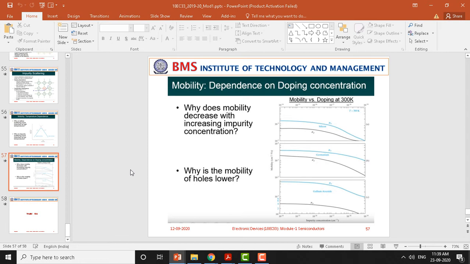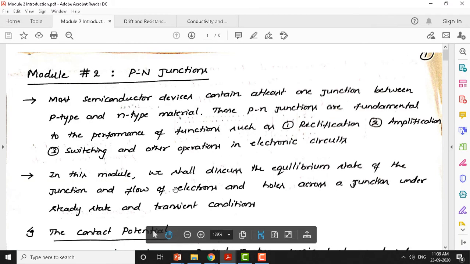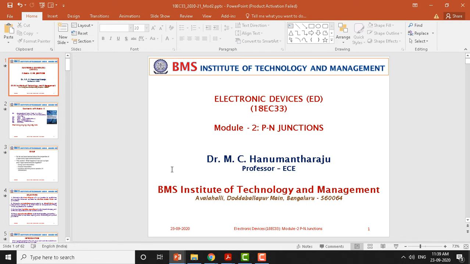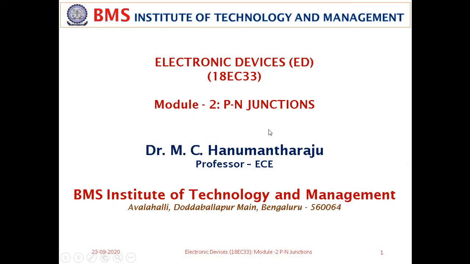Okay, with that said, let's move on to module 2. Let me introduce you to module 2. Module 2 is PN junctions. So far, what we have discussed is with reference to module 1. Let me open the presentation slides of module 2 and focus on it. Module 2 is PN junctions.